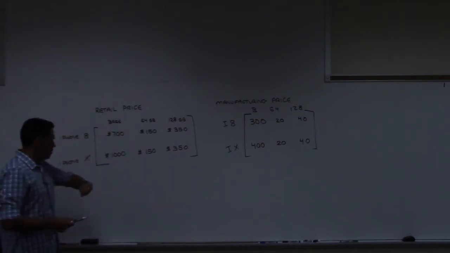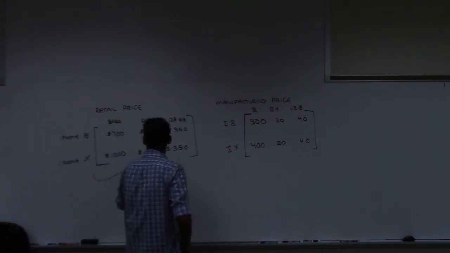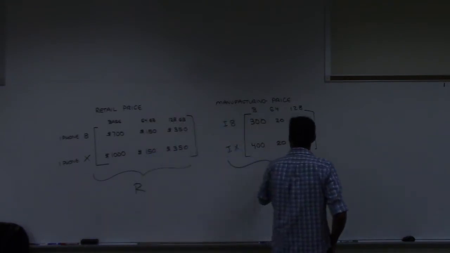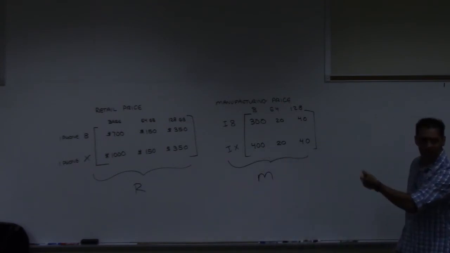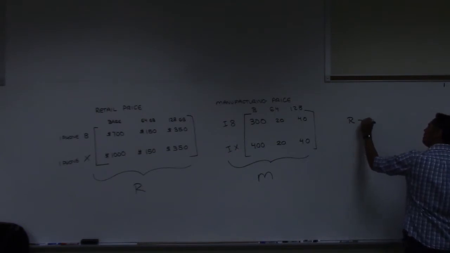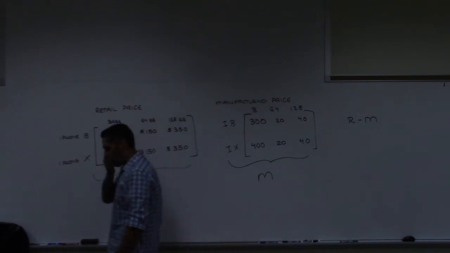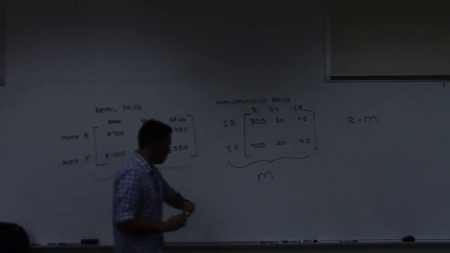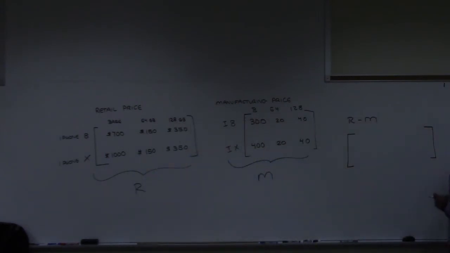All right. So if we call this matrix over here R, and let's call this matrix over here M, retail cost, manufacturing cost. What would R minus M be? Can you do R minus M? Yes. Okay, let's do it. I think we have enough time. What's R minus M?